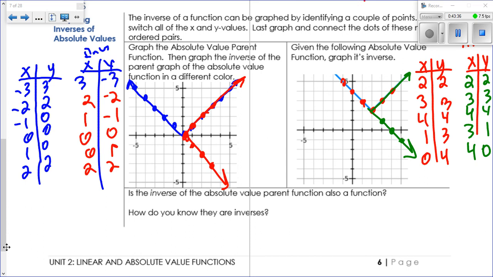Okay, so that's pretty much the end of this lesson. Let's look at these last two questions. Is the inverse of the absolute value parent function also a function? No, no, never. Well, in this case, no. How do you know they're inverses? You switch the x and y values.